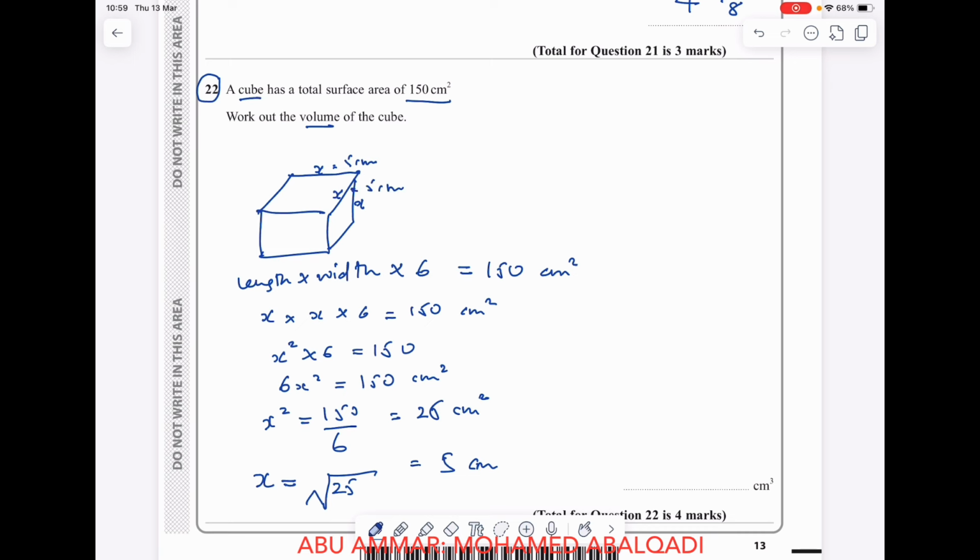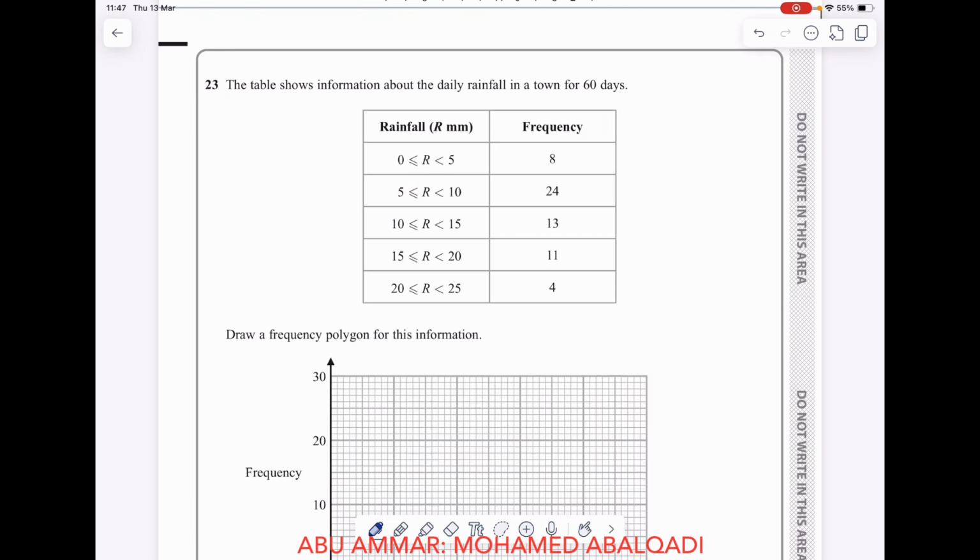centimeters. So when we work out the volume of the cube, the formula for the volume is length times width times height. So the length will be 5, the width will be 5, the height will be 5, because all the lengths, all the sides of the cube are equal. So this will be 5 times 5, which is 25, times 5, which is 125 cubic centimeters.